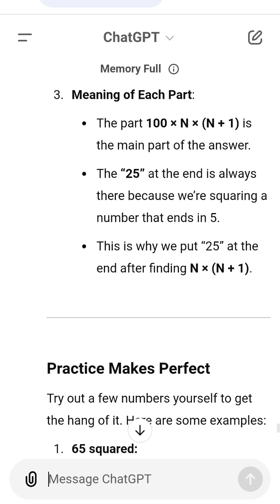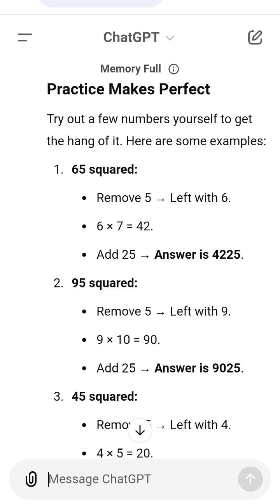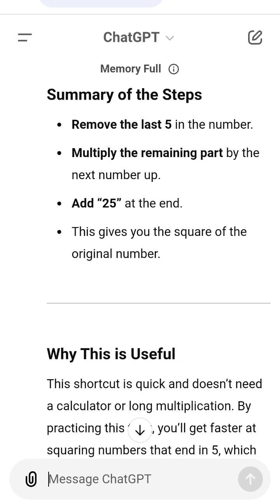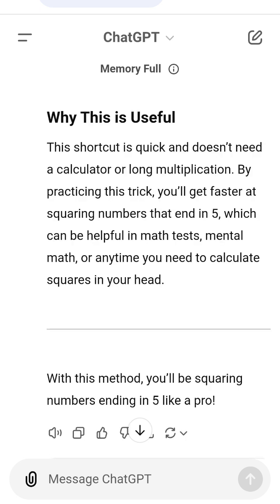Why is this useful? This shortcut is quick and doesn't need a calculator or long multiplication. By practicing this trick, you'll get faster at squaring numbers that end in 5, which can be helpful in math tests, mental math, or any time you need to calculate squares in your head. With this method, you'll be squaring numbers ending in 5 like a pro.